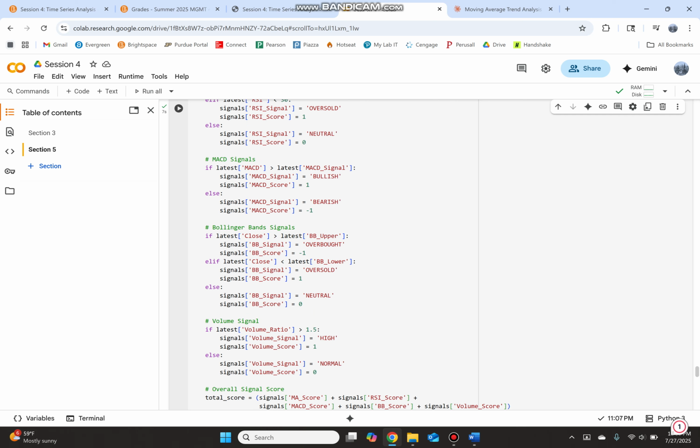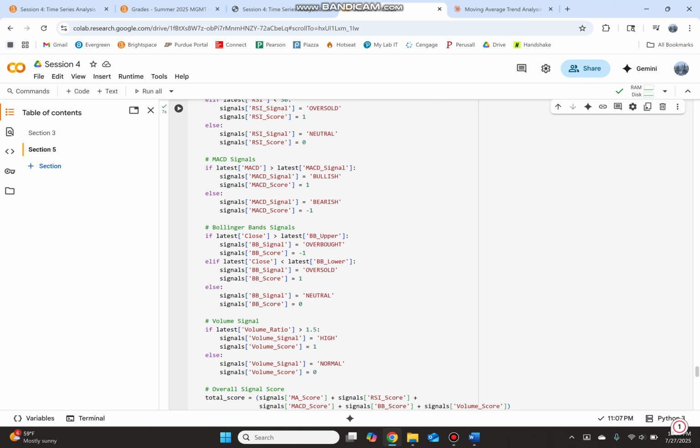If the latest MACD is greater than the latest MACD signal, then the signal is bullish. That means it's converging, where if it's bearish, they're diverging. Bullish means a signal to buy, by the way, or a signal of expected price rise in the future. Bearish is the opposite, signal to sell or expected price drop.